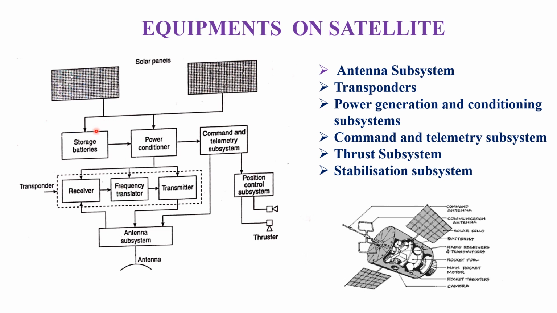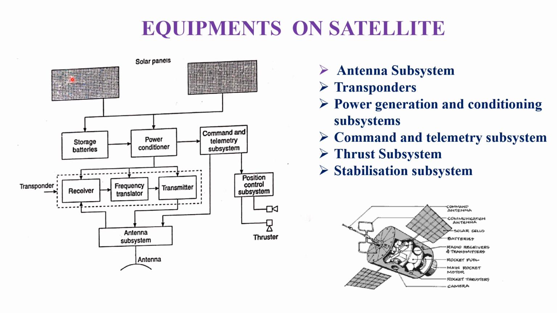And next is the power generation unit, that is power generation and conditioning subsystems. It generates power for the operation of all the units on the satellite and converts the power generated into the form useful for operating all the electronic equipment. So here the solar cells play a major role. That is, solar cells are used to convert sunlight into electricity. These cells are made of doped silicon crystals. They are connected in series and parallel to meet the voltage and current requirements of the satellite.